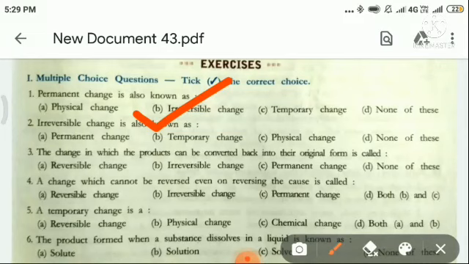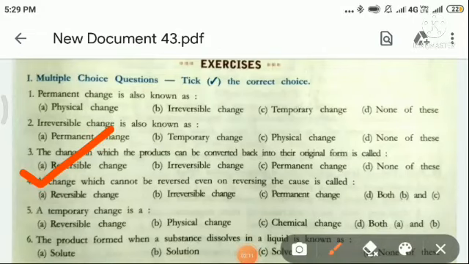Again, irreversible changes are also known as permanent change. Question number 3: the change in which the products can be converted back into their original form is known as. The changes in which the products we get can be converted back into the original substance are reversible reactions. Such changes are known as reversible change.